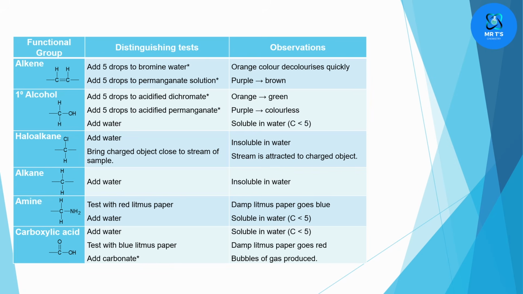So the tests we're going to look at in the next couple of slides are adding bromine water, adding permanganate solution, adding acidified dichromate, acidified permanganate, water. You can bring haloalkanes close to a charged particle. You can use red litmus to test for amines. You can use blue litmus to test for carboxylic acids, and you can add carbonates to test for carboxylic acids. So let's just go on and have a look at some of these examples.